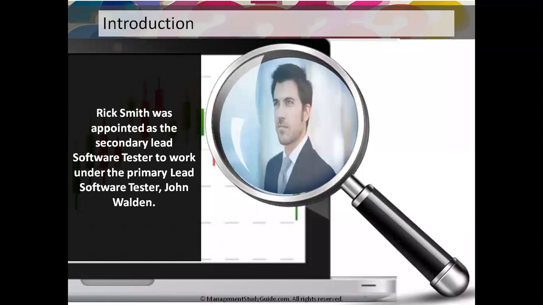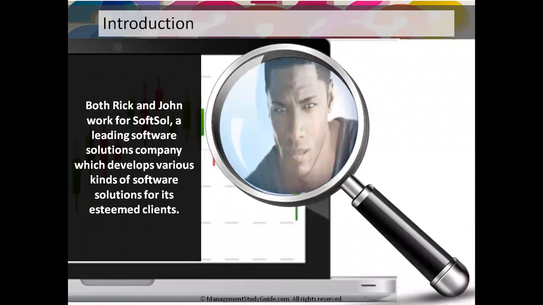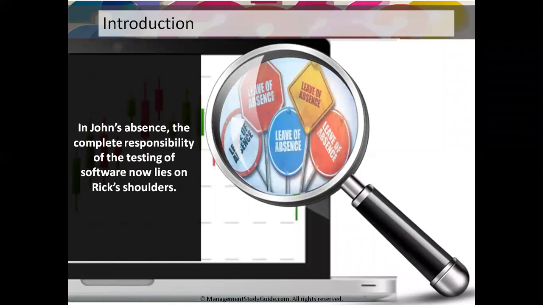By introduction, let's look at this introductory case. Eric Smith was appointed as the secondary lead software tester to work under the primary lead tester, John Walden. Both Rick and John work for SoftSol, a leading software solution company which develops various kinds of software solutions for its esteemed customers. John is due to go on a vacation very soon and had applied for the same about 6 months back. In John's absence, the complete responsibility of the testing of the software now lies on Rick's shoulders.